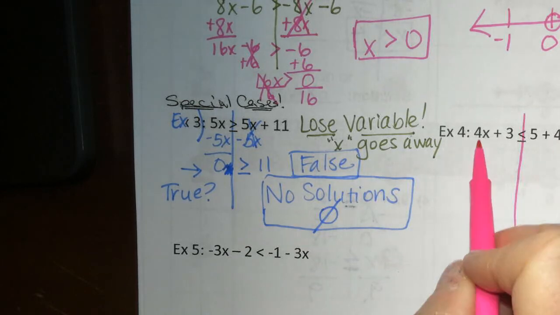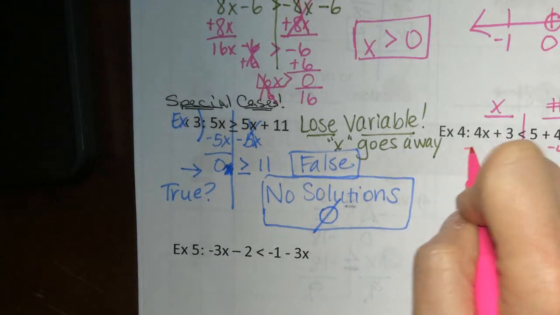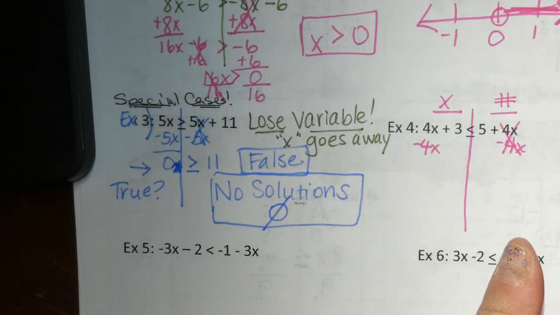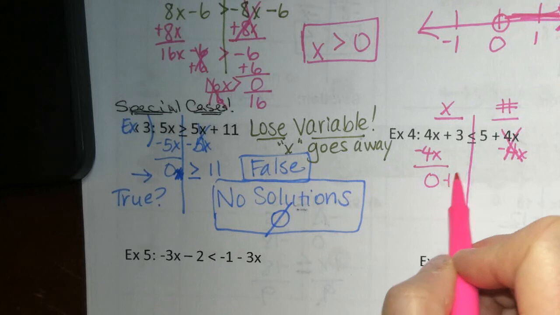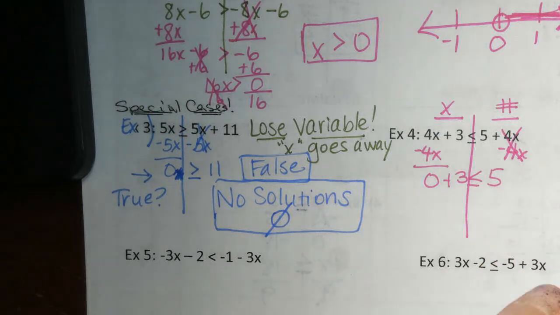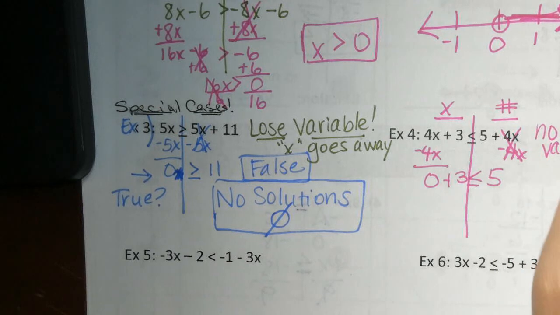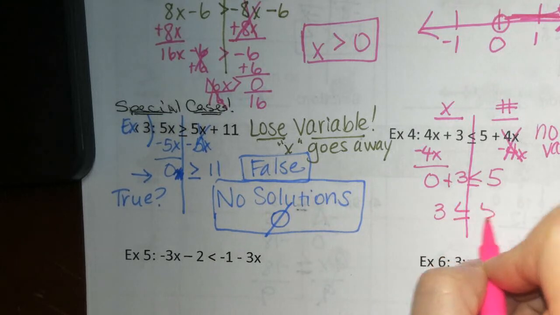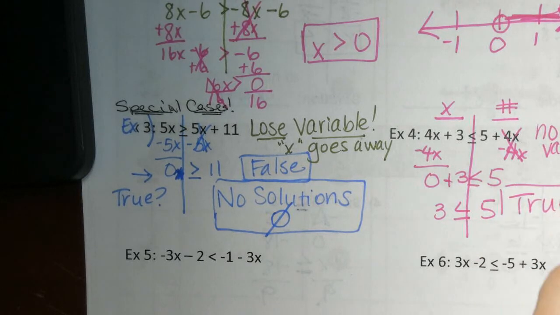We want to make sure we put all of our x's on this side and all of our numbers on this side. So we're going to start by moving the x's. Oh, look what happens here. The same thing. We have 4x minus 4x is going to be 0. So you end up with 0 plus 3 is less than or equal to 5. There's no more variables. So now you just have to look and see what your answer is. So it's really just 3 is less than or equal to 5. It is a true statement this time because 3 is less than 5.